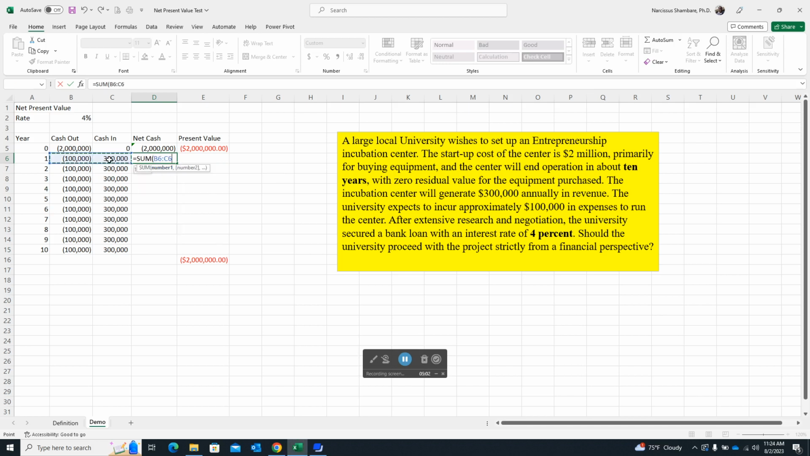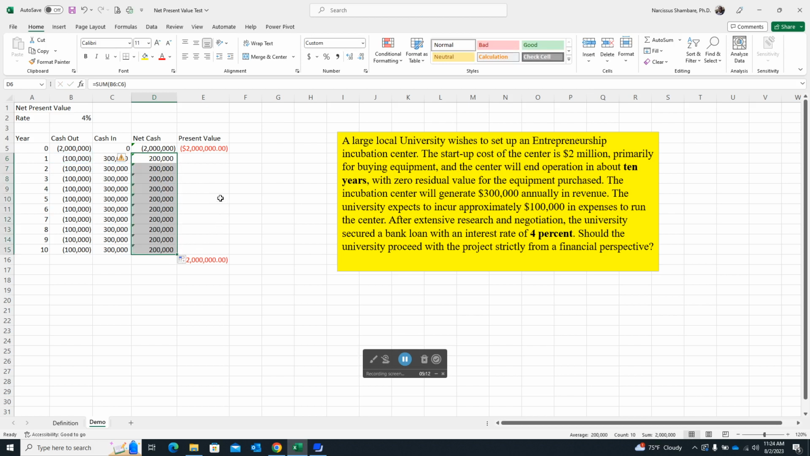We can net off the two values. When we add them together, we can see the net is actually 200,000, which is true. And then, of course, we can copy that formula downwards. Now it's time for us to calculate the present value.